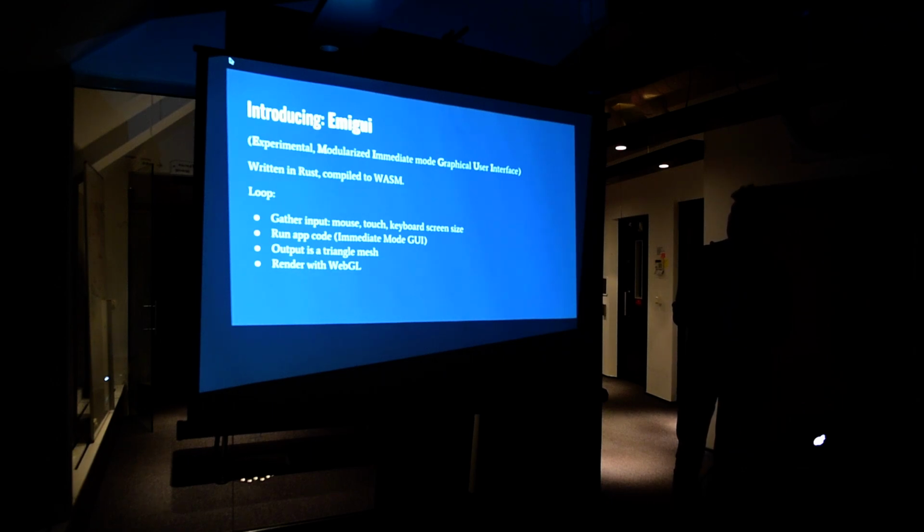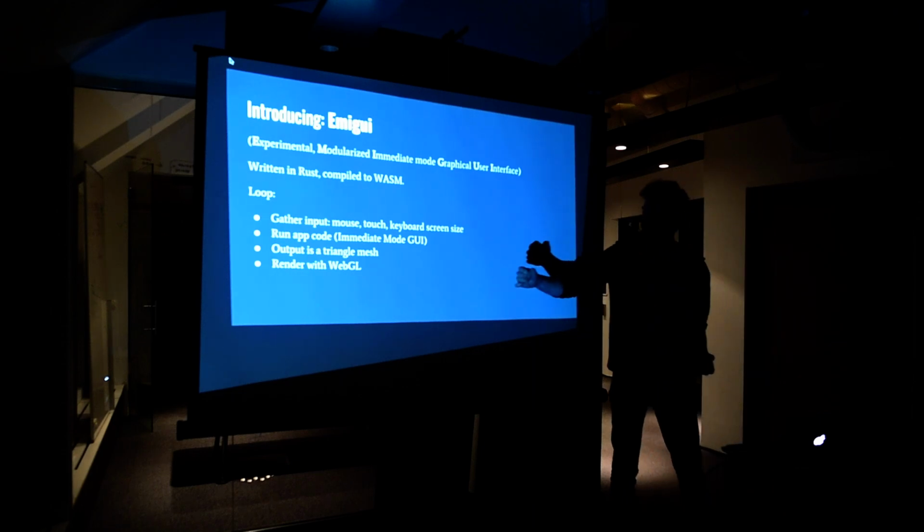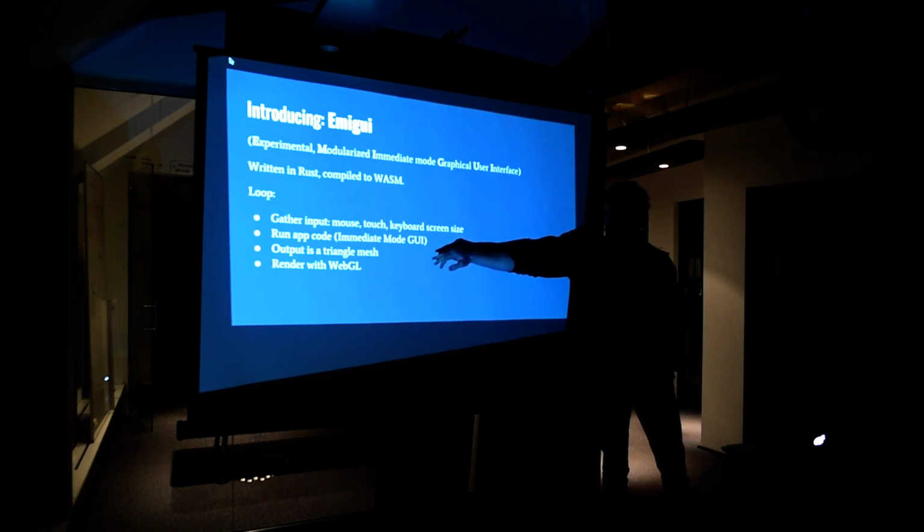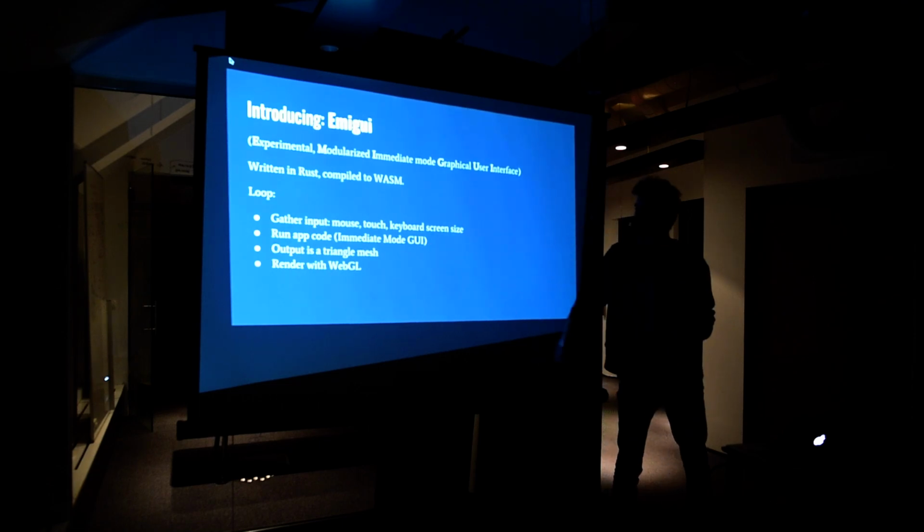Everyone who's written a game probably knows about the game loop. This is your big while-true loop in your main function that looks for input, updates the game state, and renders the game state, repeating over and over again, 60 times per second, or 120 if you're doing VR, or 30 if you're using bad hardware, I guess. So can we do this in the web browser? Yeah, we can. You run that code in WebAssembly, output a bunch of triangles, and render them with WebGL.